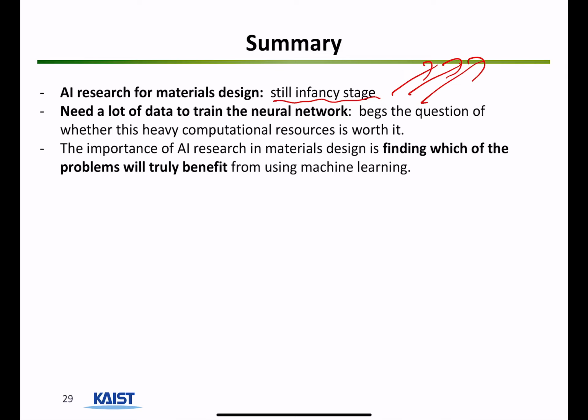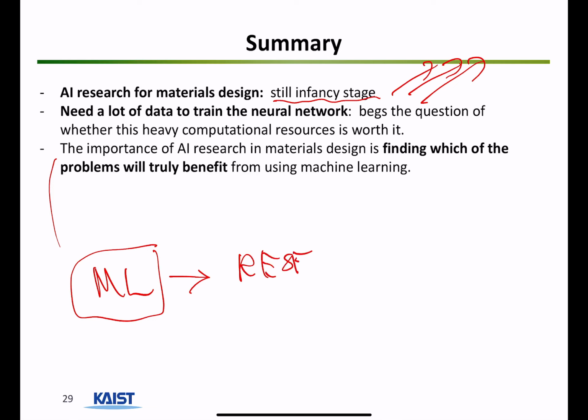And finally, the importance of AI research in material design is to find which problems will truly benefit from using machine learning. These days, everyone wants to do ML, and they want to combine it into their research. However, it turns out that for a lot of the problems, you don't really need ML, but people do it anyway because they want to do AI research. And right now is about the time in which we should be more judicious and careful about applying ML or AI in your research and be able to pick out which of these applications will truly benefit from AI.